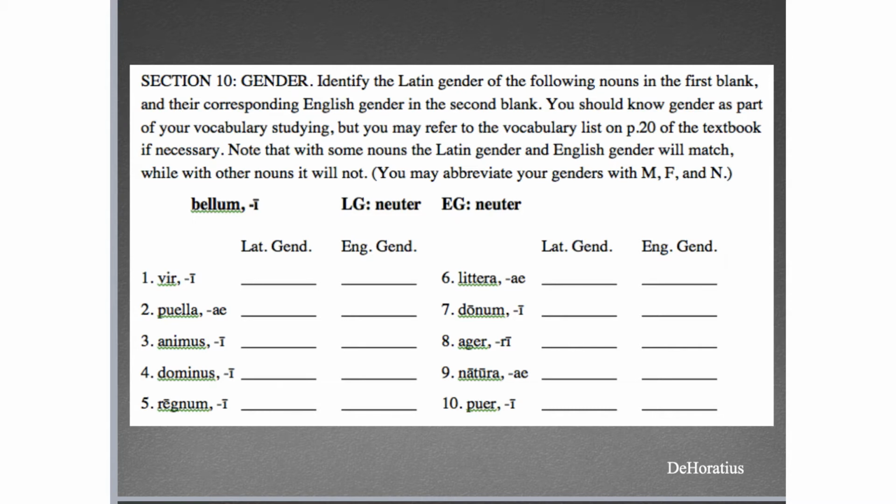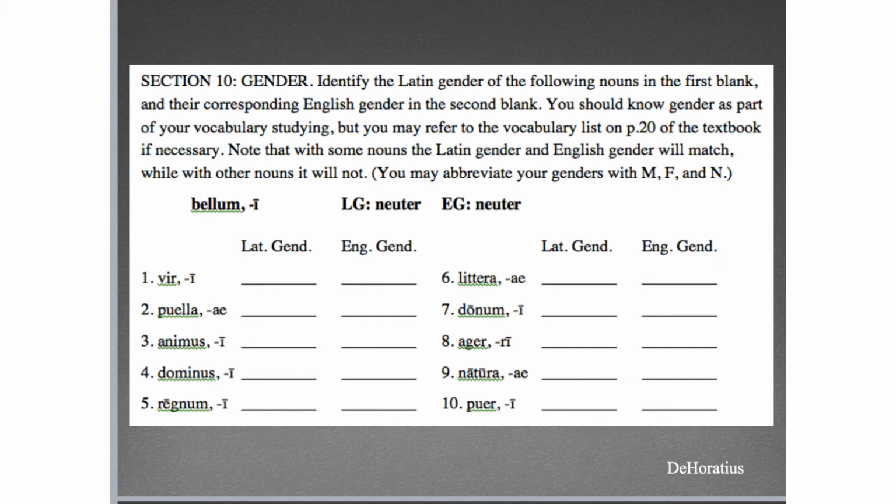All right. So identify the Latin gender, and then the English gender in the second blank. Latin uses what's called grammatical gender, meaning that not all things that are neuter, for instance, will be neuter gender in Latin. Most things that are masculine will be masculine. Most things that are feminine will be feminine.